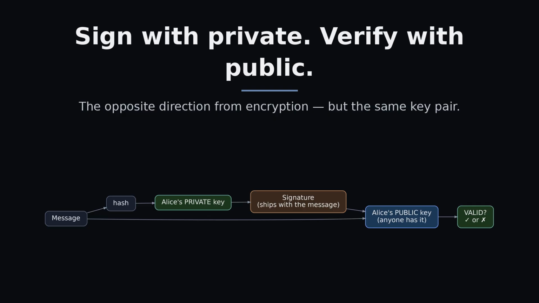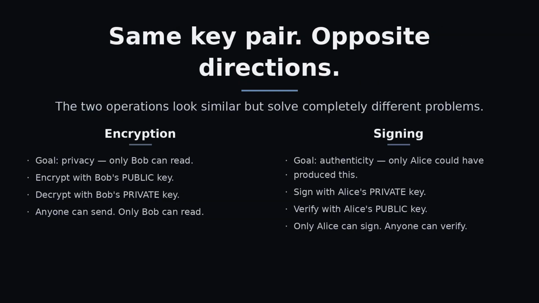If even one bit of the message changed in transit, the recomputed hash won't match the one inside the signature, and verification fails. If the signature was forged by anyone without Alice's private key, the math doesn't work, and verification fails. This is the part that confuses people the most.